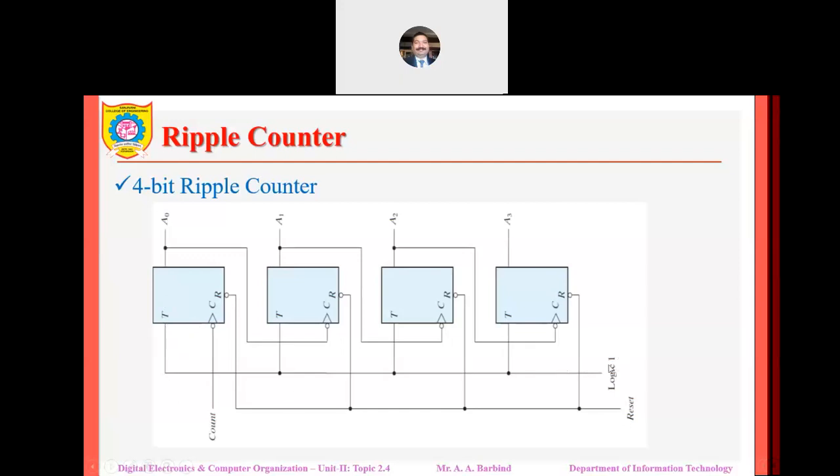T is already 1 here, and at every negative edge of the clock, this is edge triggered, and that too negative edge triggered. So at every negative edge, the flip-flop toggles. Toggling means if its current state is 0, then its next state will be 1. If its current state is 1, then its next state will be 0.